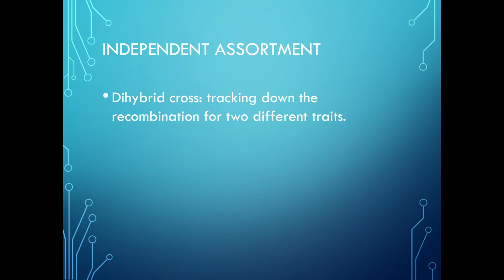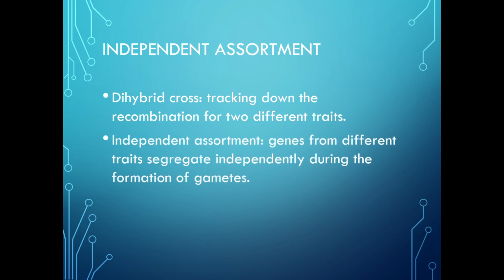But when we analyze the combination of both traits, which in total will lead to 4 alleles, then we have way more things to analyze. Okay. Also, we have independent assortment, which is when genes from different traits segregate independently during the formation of gametes. Remember that we already studied the meiosis process. So during the meiosis process, what happens is that the traits are going to segregate independently.